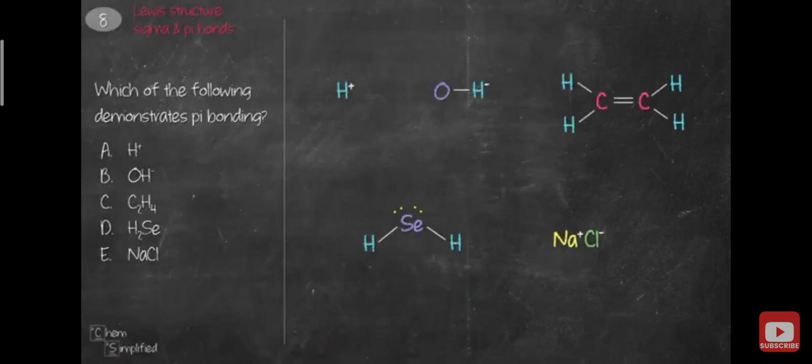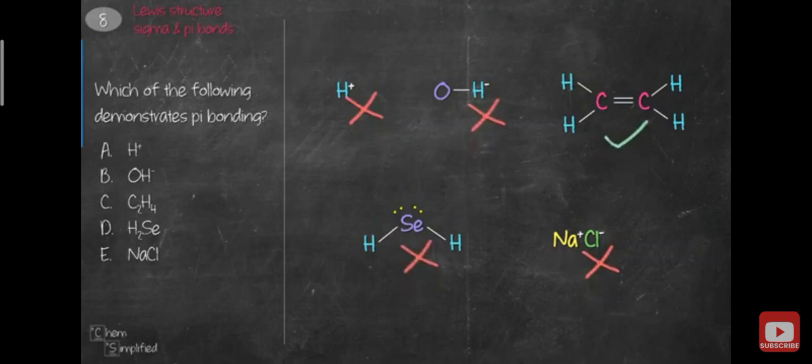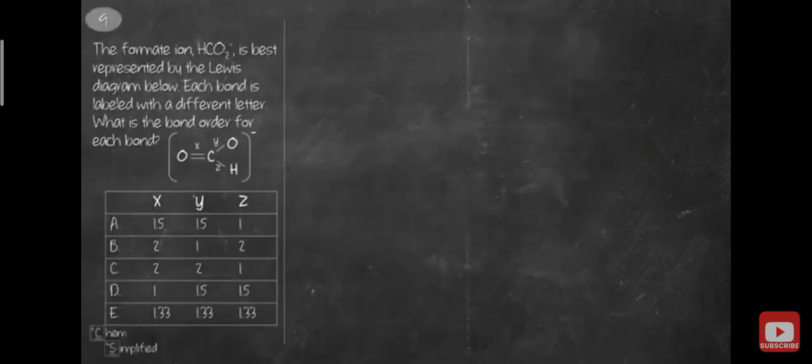Pi bonding is present only in structures containing multiple bonds, so these two are out of the question. The first bond in a covalent structure is always a sigma bond. That means pi bonds are present only in structures containing multiple bonds, which in this case is going to be C2H4.